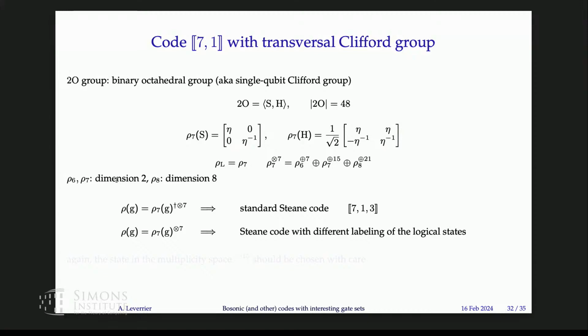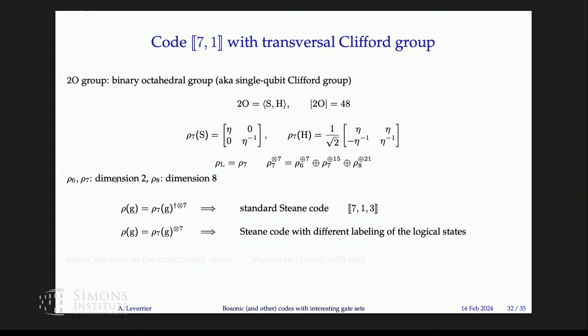So you pick rho 7, for instance. The logical representation will be just rho 7. The physical representation is just the tensor product of these things, so rho 7 tensor 7. And when you do that, you get this kind of decomposition. So rho 6 and rho 7, they are irreps of dimension 2. This is an irrep of dimension, I think it's 4. It's not 8, it's 4.